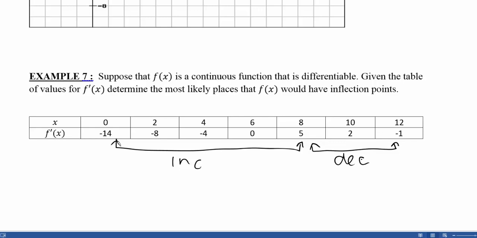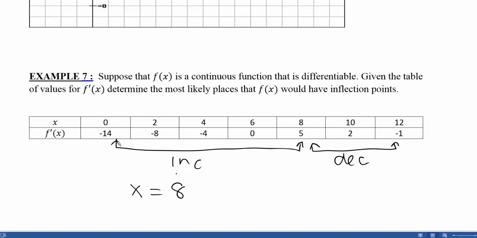So they're going down as you look at the values. So that tells me that right around x equals 8 is where I'm changing from increasing to decreasing, which means that right around x equals 8 is where I would have a horizontal tangent line and is where my second derivative would be changing signs from positive to negative. It's going to be positive at first because the derivative was increasing, and then it would be negative afterwards because it was decreasing. So that tells me that I'm most likely to have an inflection point around x equals 8.